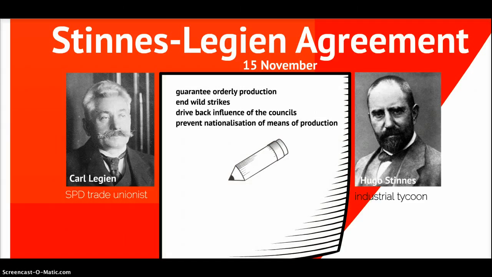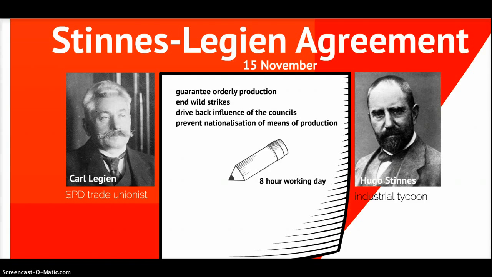Hugo Stinnes says, look, if you moderate socialists guarantee the continuing orderly production within factories, if you end wild strikes, if you drive back the influence of the left-wing councils, and prevent nationalisation of the means of production, in other words, prevent a complete Soviet-style takeover of the economy by the German state, then we will make concessions that you socialists have been asking for within Germany. So we'll give more workers' rights.